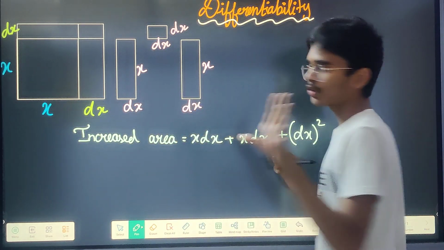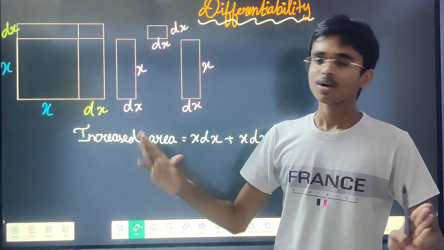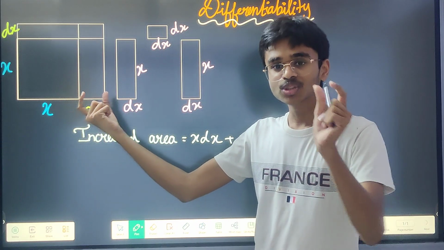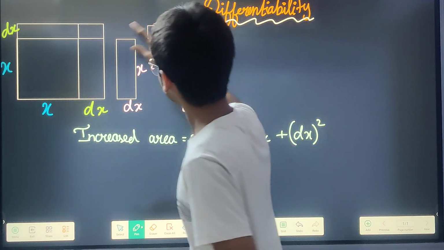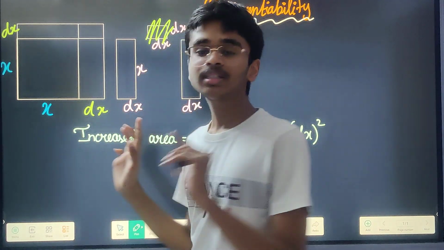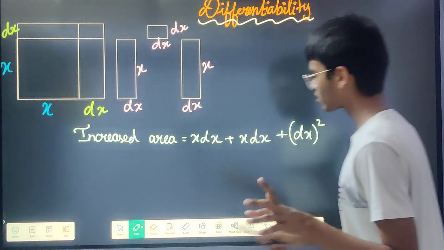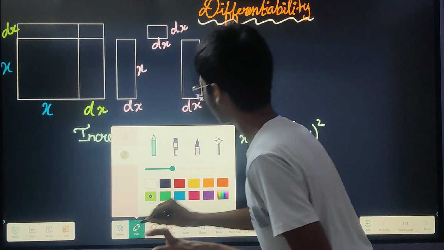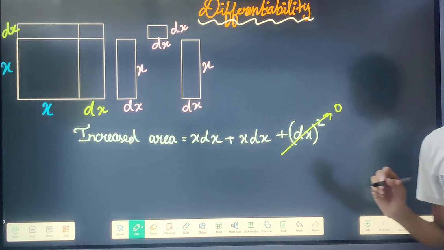Now you have to note one thing. As I said, this increased length is actually a zoomed version. In reality this is going to be very, very small, but here I've drawn it in a bigger way. So this area is actually going to be very, very small. So what I'm going to do is neglect it.